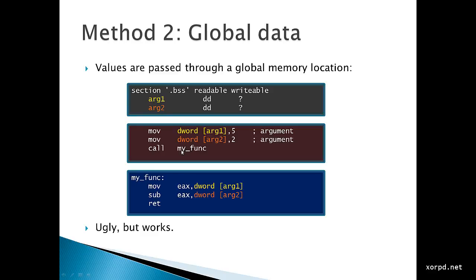Whenever we want to call the myfunc function, we first have to initialize arg1 and arg2 with the values that we want to pass. In this example, we want to pass 5 and 2 as arguments. Therefore, we pass 5 into arg1 and 2 into arg2. Only then we call the function. Inside the function, we extract the values from arg1 and arg2, and then we do the necessary work, which is here just a simple subtraction.